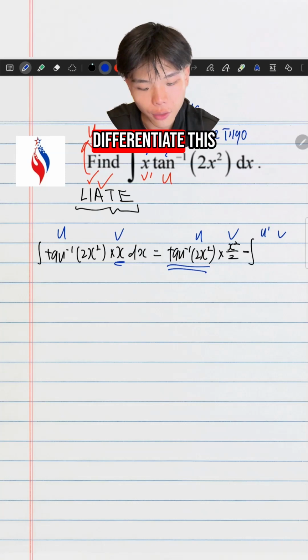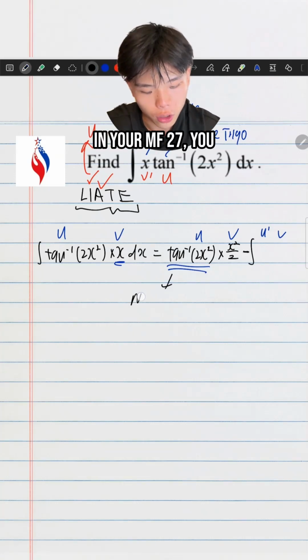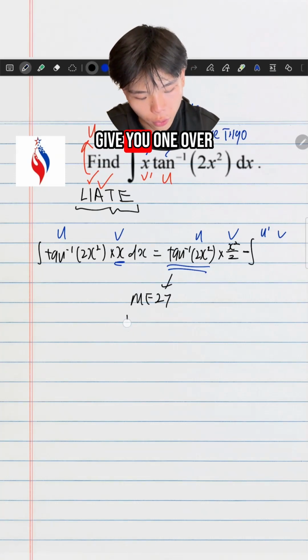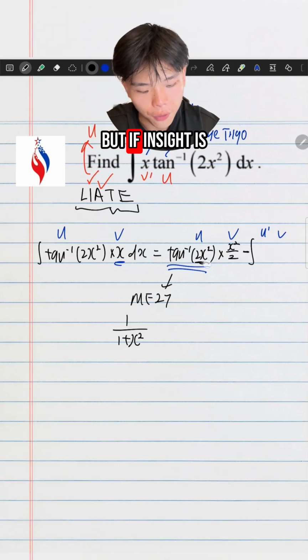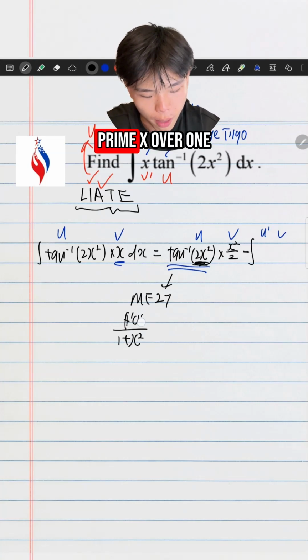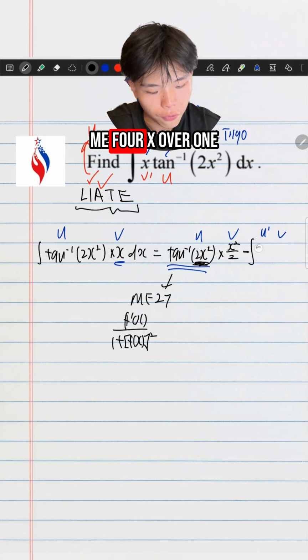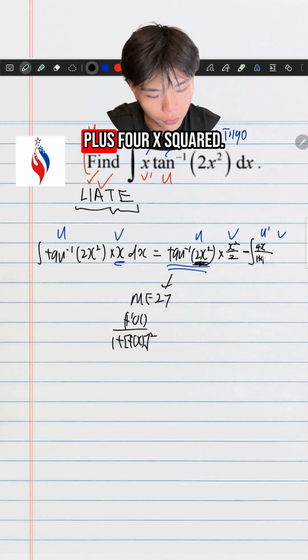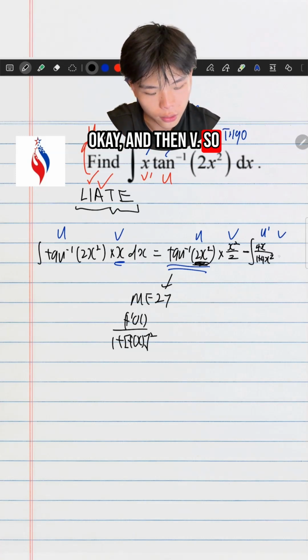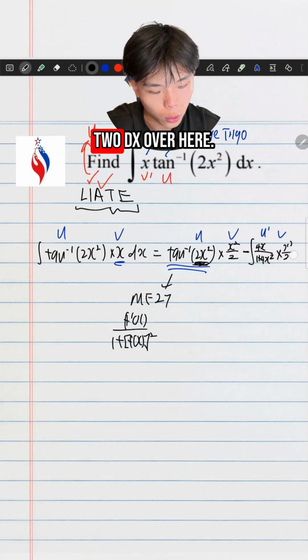Now I will differentiate this expression, and recall in your MF27, you know that this will give you 1 over 1 plus x squared. But if inside is a function, then this will be f prime x over 1 plus f x squared. So this will give me 4x over 1 plus 4x squared. And then v, so this will multiply by x squared over 2 dx over here.